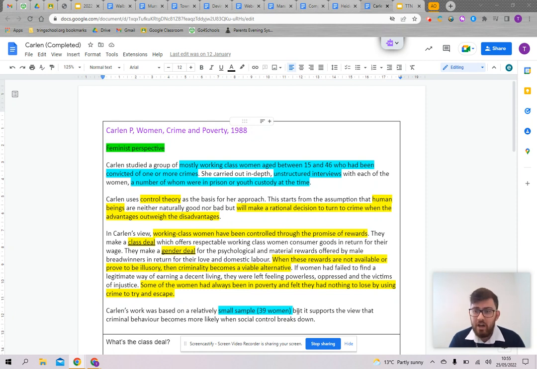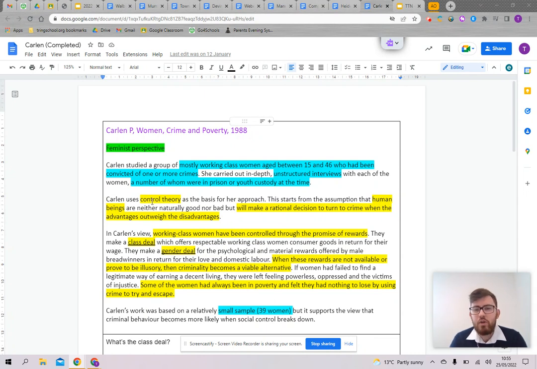So you can argue that it's not necessarily a very representative piece of research, and so you have to take that into account when talking about this theory, that actually it's based on quite a small sample. So is it relevant to everyone, every working class woman, sorry? Maybe not. Okay, so just when you're evaluating this theory, that's something that you can talk about. So, moving on to the actual theory itself.